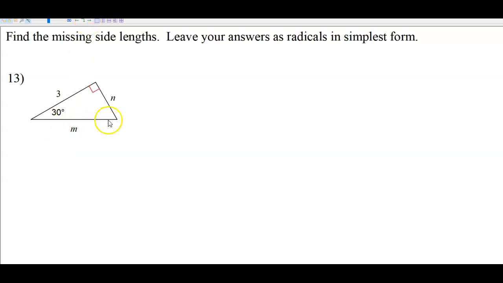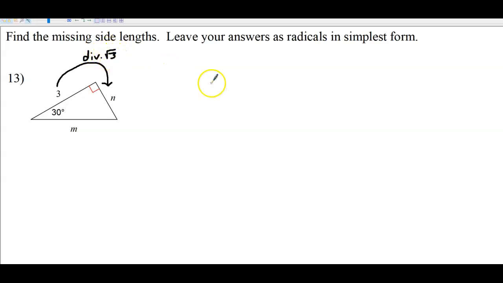Let's see if we can find another one to play around with here. Let's take a look at number 13 here. What kind of a triangle is that? Well, it's a 30, 60, 90. What side did they give me? Long, short, or hypotenuse? Well, it looks like they gave me the long leg. How do you get from your long leg to the short leg? Well, you're supposed to divide by the square root of 3.